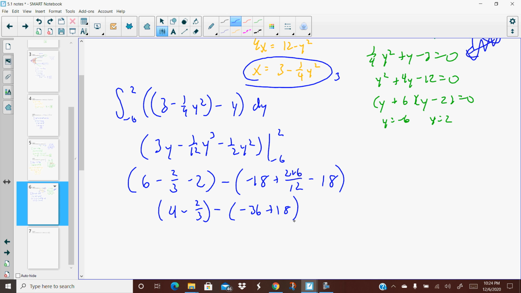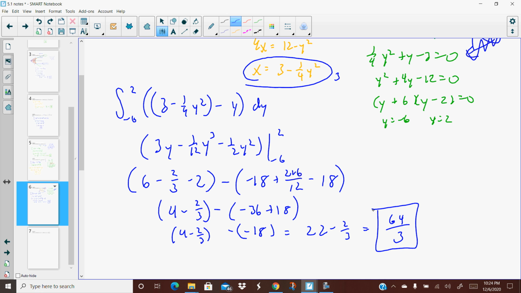Okay, so now we've got negative 18 here. And we've got 4 minus 2/3 there. So the 4 minus 18 is 22. Minus 2/3. 22 in terms of thirds is 66. So that's going to give us 64 thirds. Pretty sure that's right, unless I made a mistake. All right, yeah, I'm pretty sure that's right.